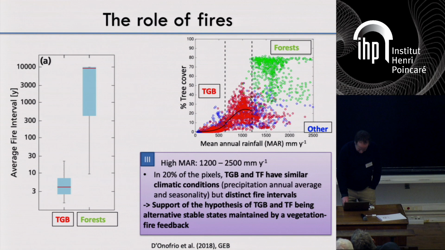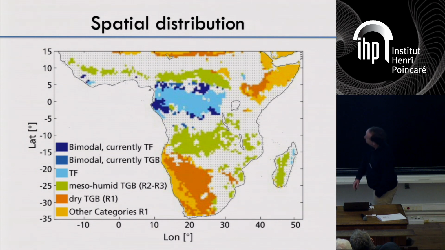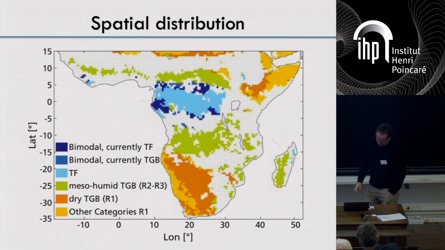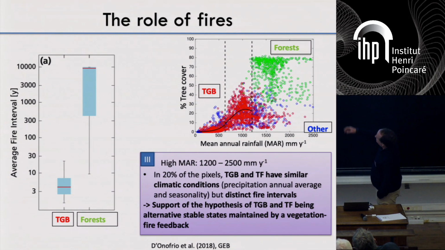So if we go back to the role of fires, for example, here you see it also summarized. Well, sorry, this is a distribution of how these distribute. And you see that actually there are some areas where both states can coexist. And then you find, sorry, where is it? Yeah, here you can see, you can do such an analysis, and they are indeed characterized by very different fire regimes.